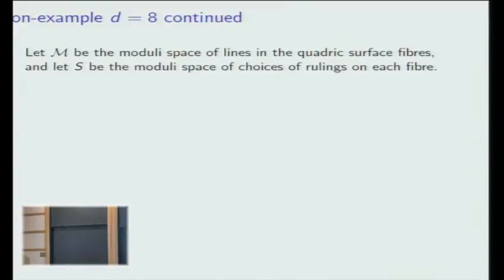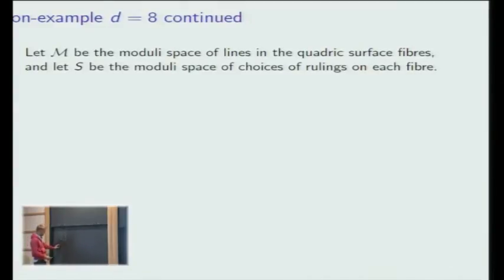So what we do is we take the moduli space of lines in the quadric surface fibers and the moduli space of rulings. So, you know, I'm sure most people are familiar with this. So the generic fiber looks like this. So what's the moduli space of lines in this fiber? There's a P1 of horizontal lines and a P1 of vertical lines. Okay. So this is one ruling and this is the other ruling.